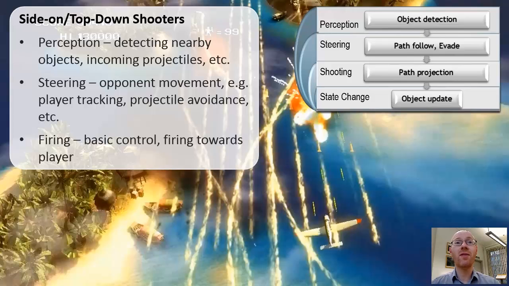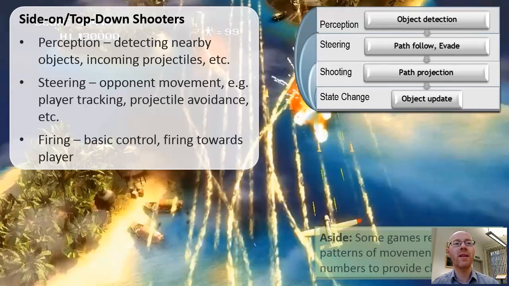Within this style of game, some of the most common forms of AI are perception, by being able to work out, well, something heading towards you to move out of the way. Steering, quite a lot is movement based, about, well, how do you move around within the environment? And firing, I mean, are you firing at random? Are you trying to lead shots? Are you trying to aim in a particular direction?